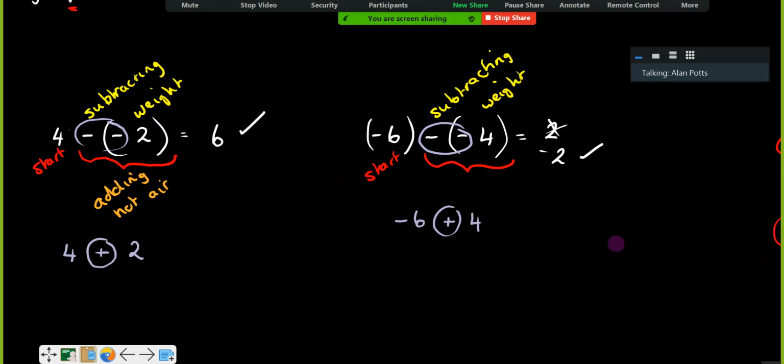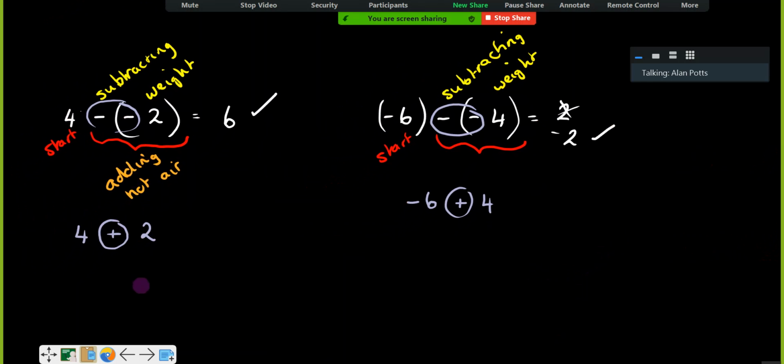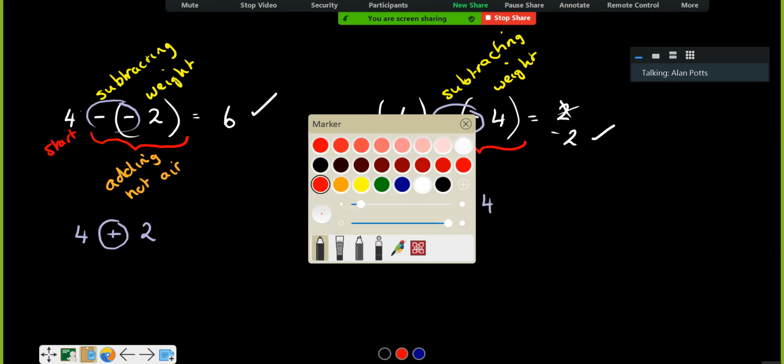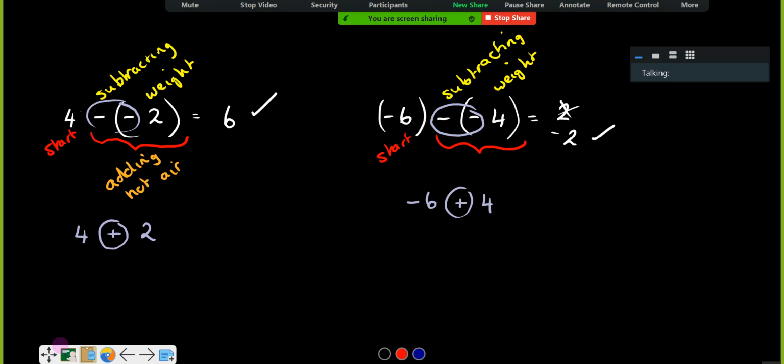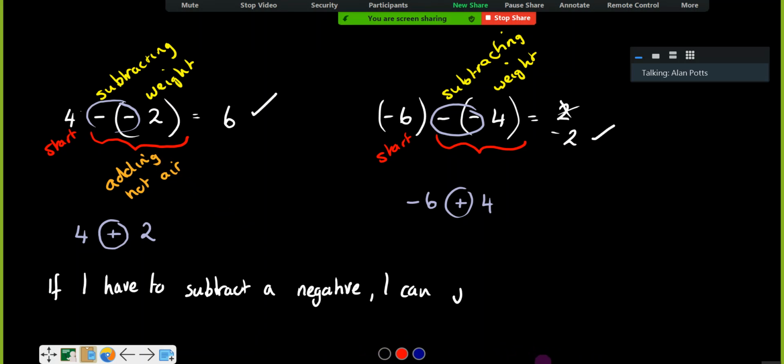Do we have a different rule that we could say that sums this up? Could you sum that up for me? That would work? So if I have to subtract a negative, I can just add a positive.